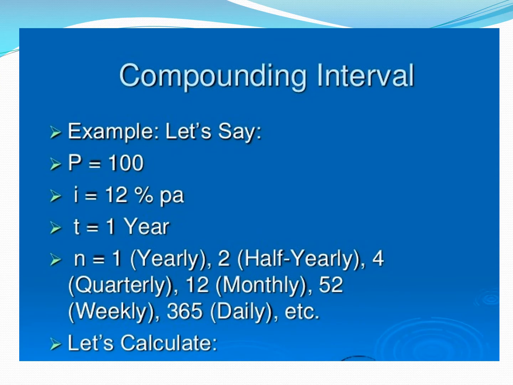Example: let's say the principal amount is 100 rupees, I equals 12% per annum, and the time t equals 1 year. n equals 1 for yearly, 2 half yearly, 4 quarterly, 12 monthly, 52 weekly, 365 daily, etc. Let's calculate.